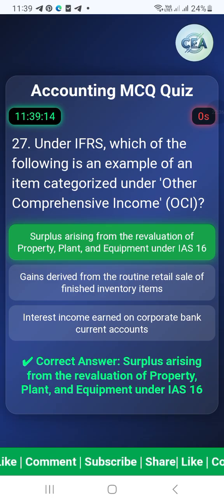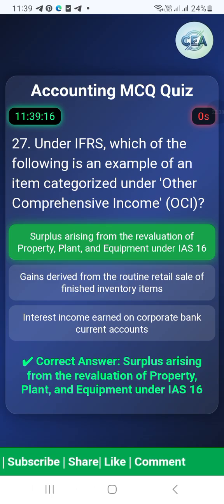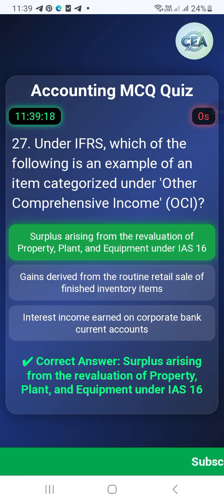Correct answer is surplus arising from the revaluation of property, plant, and equipment under IAS 16.